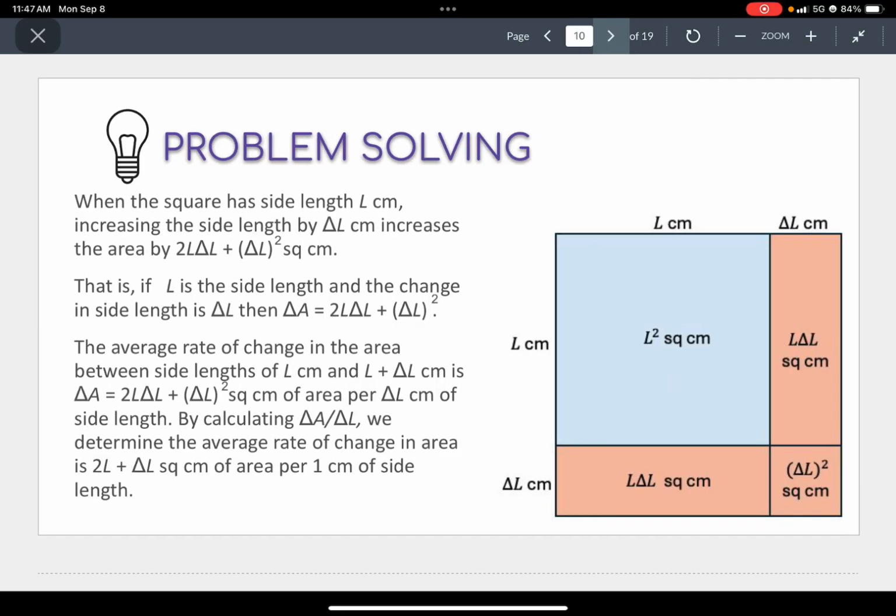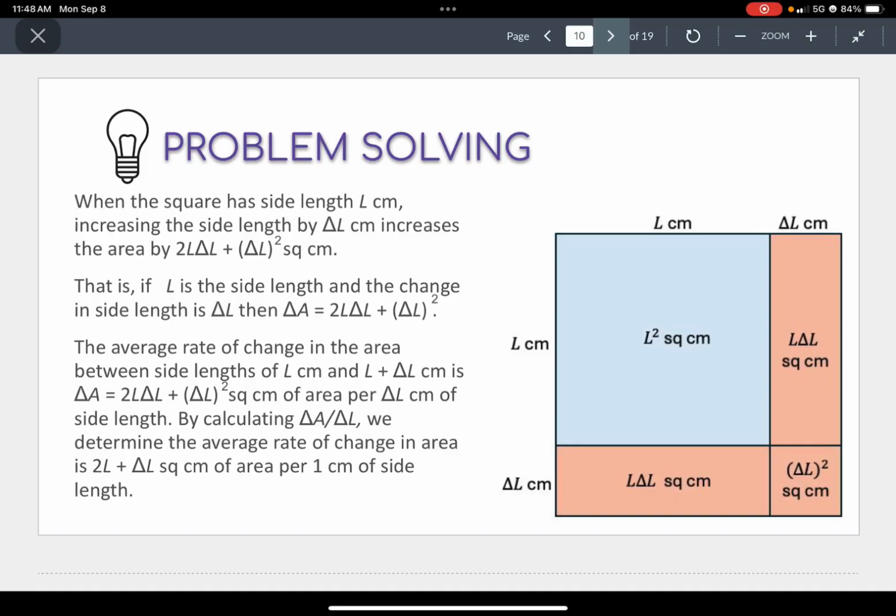Your solution should look similar to this. When the square has side length L, increasing the side length by delta L centimeters increases the area by 2L delta L plus delta L squared square centimeters. We can go over to our diagram and look at that square, and the bottom right corner has area delta L squared. The rectangle in the bottom left corner has area L times delta L. The rectangle in the top right corner has area L times delta L square centimeters.